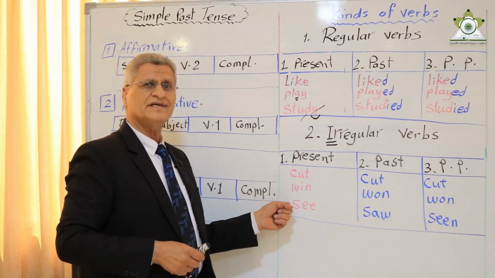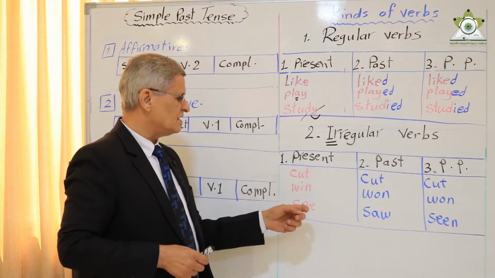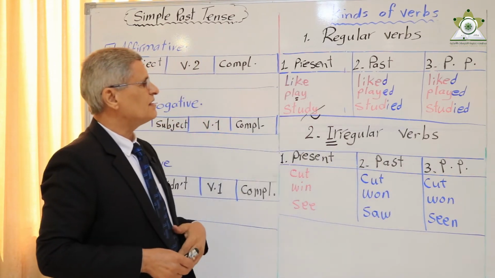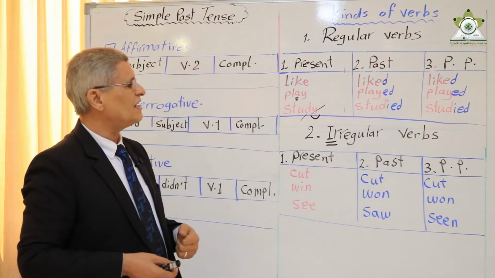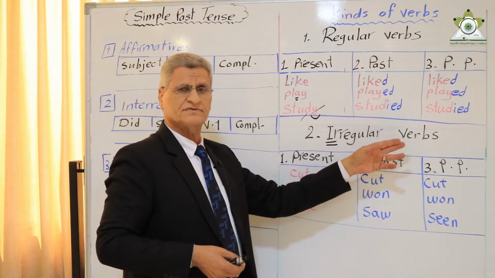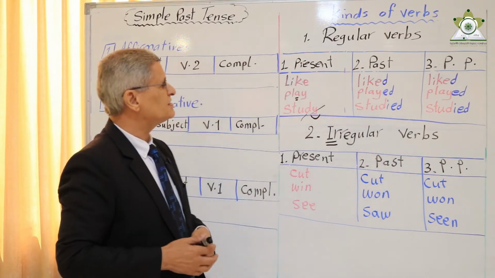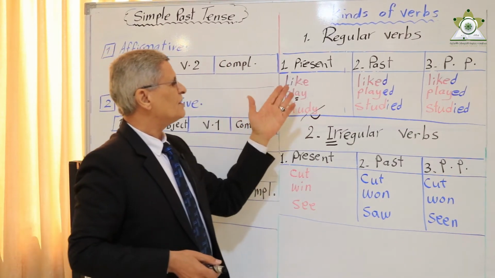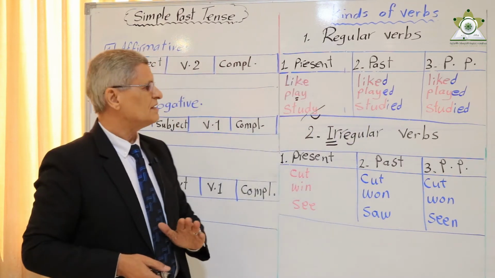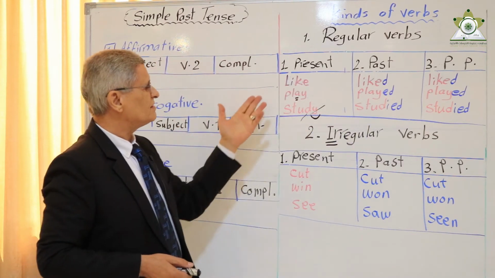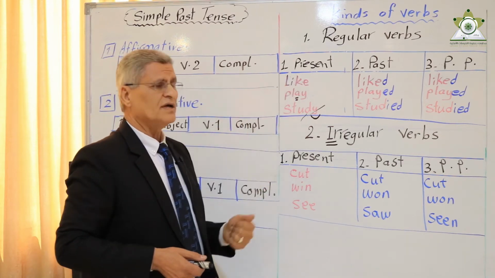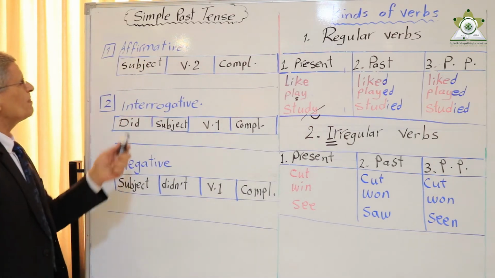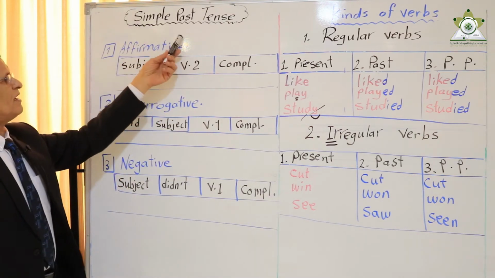Let's look at the verb see. It has three forms: see, saw, seen. This is the difference between regular verbs and irregular verbs. To know the tenses, you should know these verbs. You should define the verb. Is it regular or irregular? And now we come to the title, simple past tense.